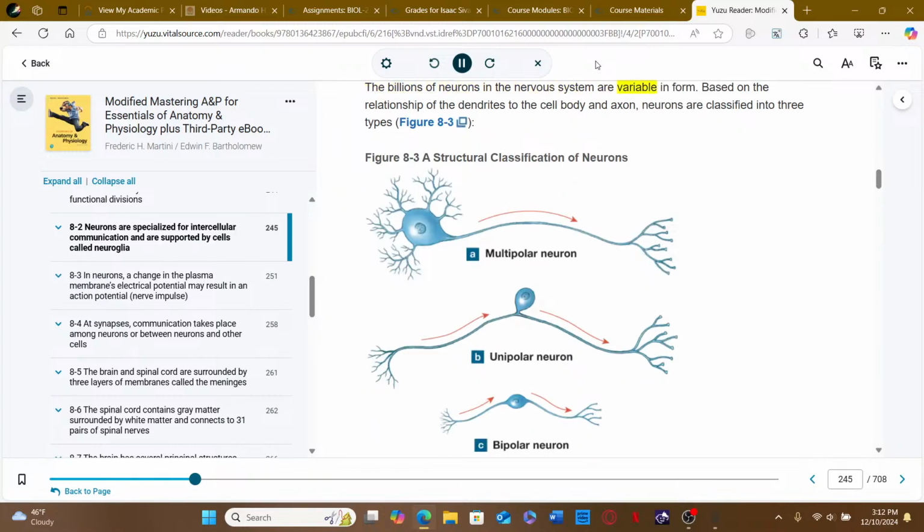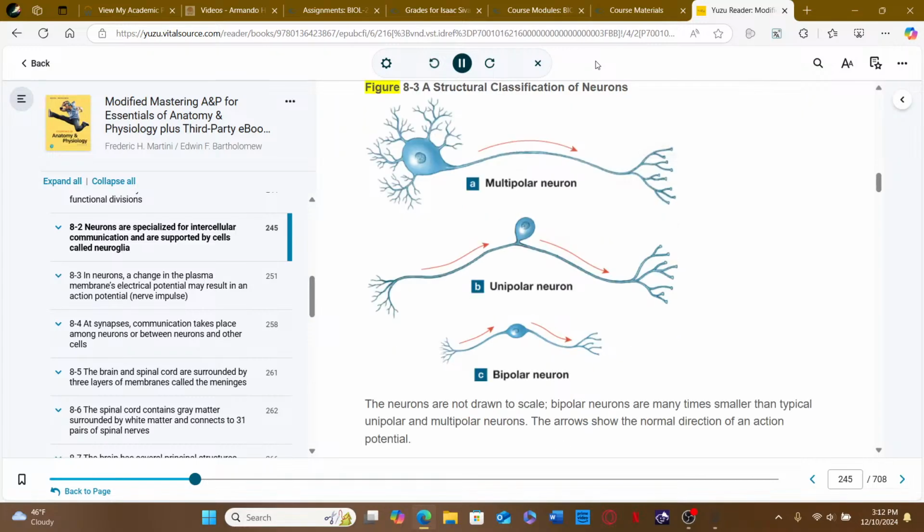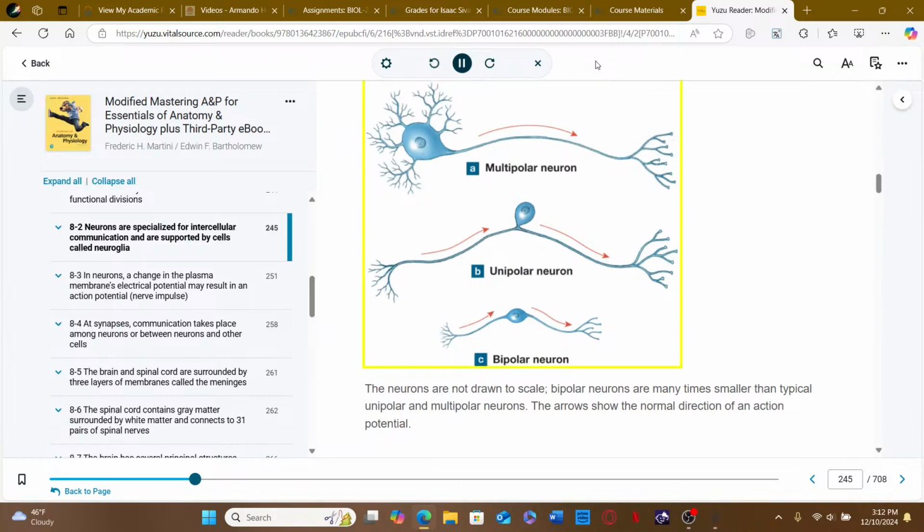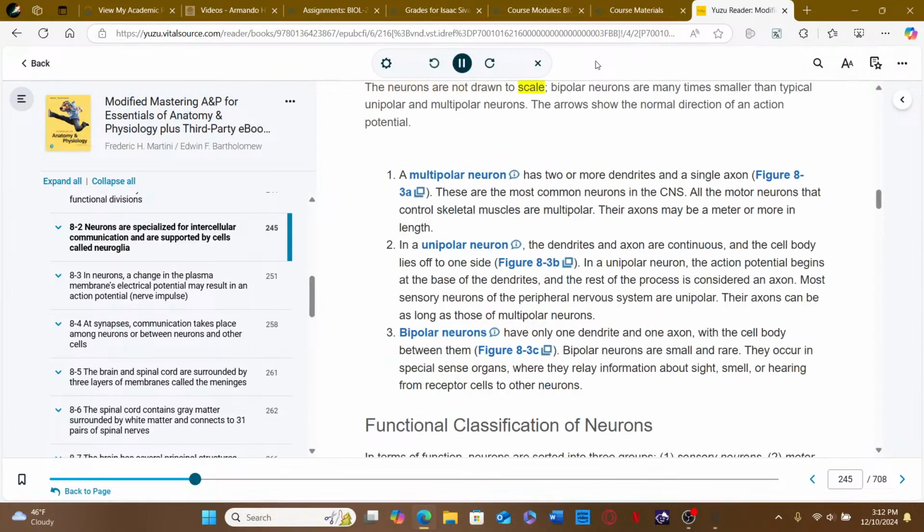The billions of neurons in the nervous system are variable in form. Based on the relationship of the dendrites to the cell body and axon, neurons are classified into 3 types, figure 8-3. Figure 8-3, a structural classification of neurons: the structure of multipolar, unipolar, and bipolar neurons.